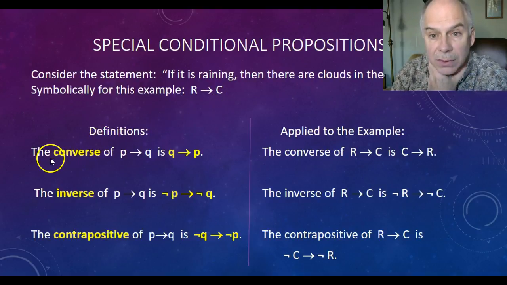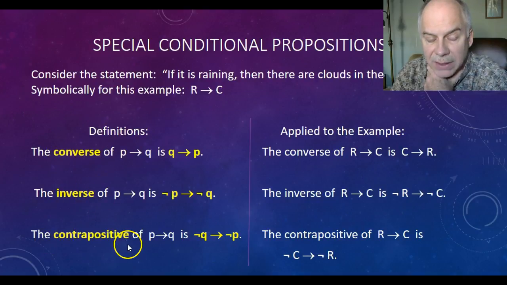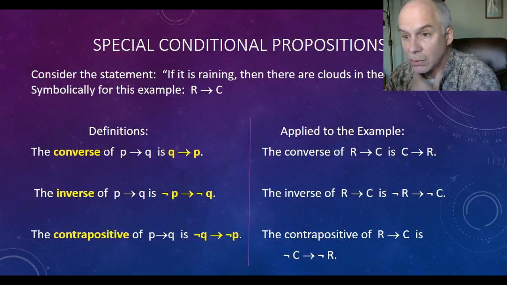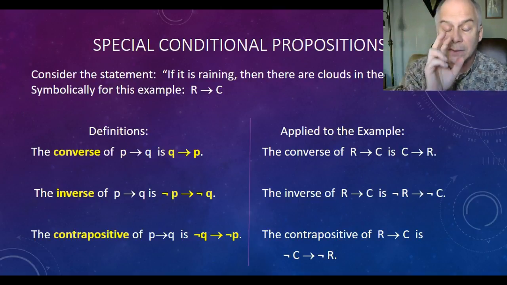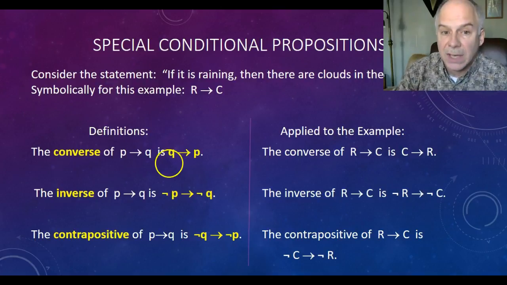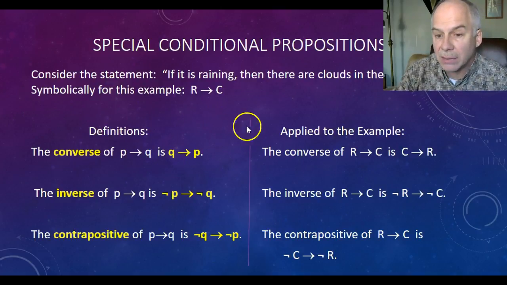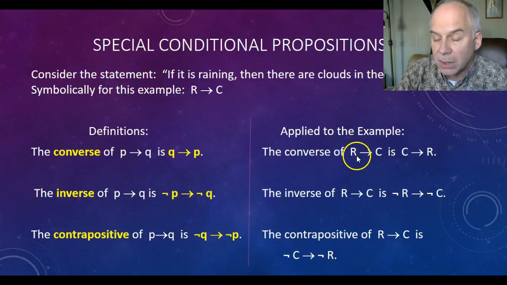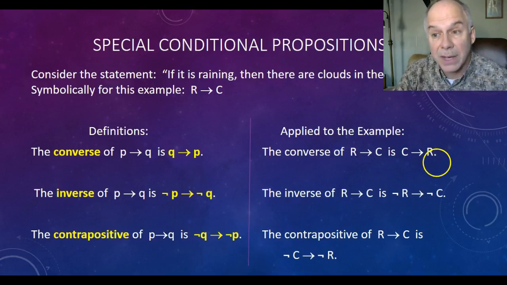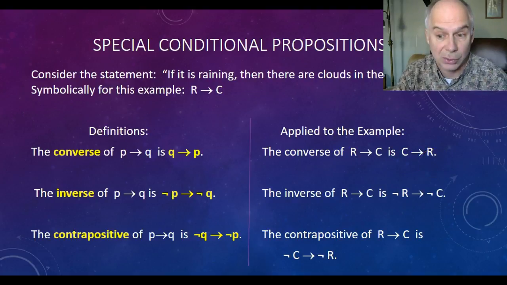So there are some special statements. There's the converse, there's the inverse, and then there's the contrapositive. For the converse, you just switch around the P and the Q. So if the statement is if P, then Q, then this would be if Q, then P. In the case of if it's raining, then there are clouds in the sky, the converse is if there are clouds in the sky, then it's raining, which is obviously not true.